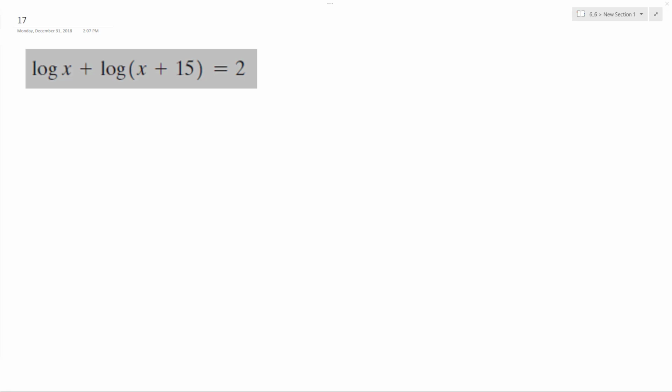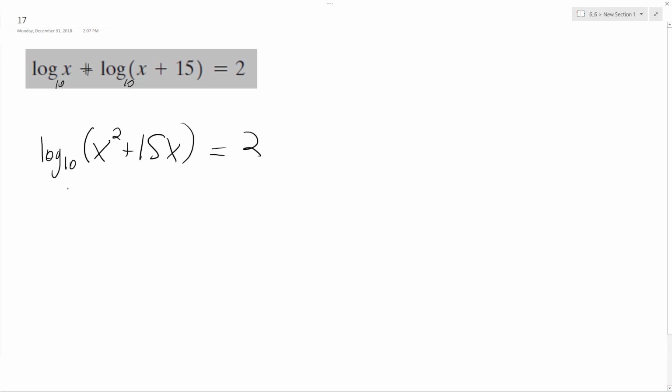All right, so we want to solve the following problem for x. Assume these are both base 10. And since these are logarithms, when you add them together, you multiply what's inside, so this becomes log base 10 of x squared plus 15x equals 2.